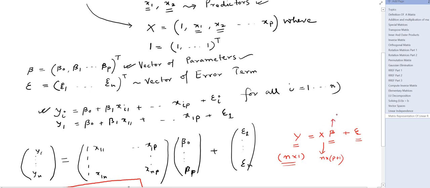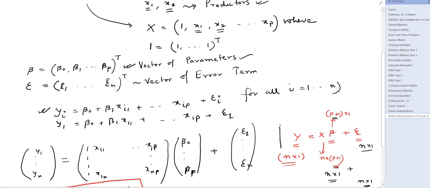What about beta? Beta goes from 0 to p, so it is actually a p plus 1 by 1 vector, and that's the reason this multiplication works, because from the matrix multiplication rule, these dimensions should match, otherwise the multiplication will not work. After this multiplication we get an n by 1 vector, plus we have epsilon, which is an n by 1 vector. If you add them, you finally get an n by 1 vector.